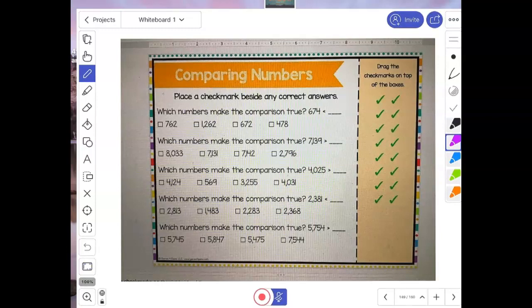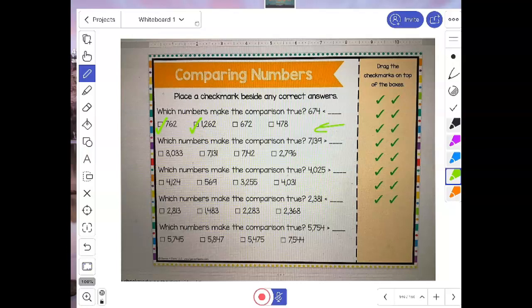Okay, so I can't drag on mine because mine's just a picture, but I'm going to put some check marks. Okay, so 600 is less than 700. I know that. 600 is less than 1,000. I know that. And then I have 672. Is 674 less than 672? No, so that one's not right. 600 is greater than 400, so that one's not right. So already in this first question, there's two correct answers.